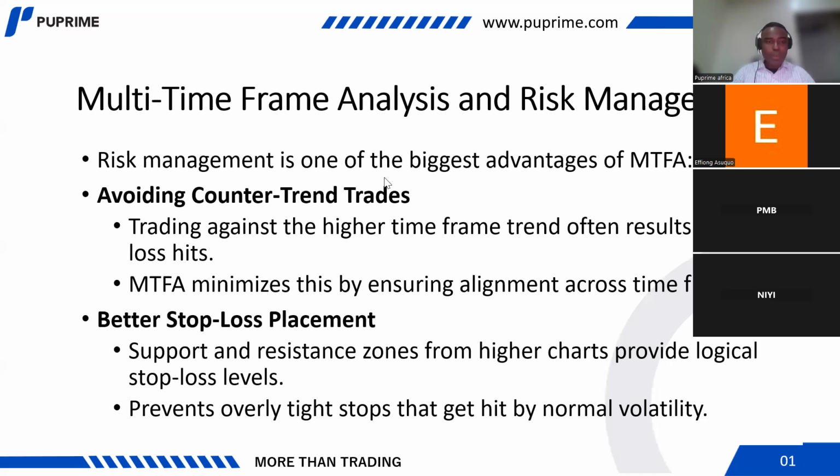Number two, for multi-time frame analysis and risk management is better stop loss placement. Support and resistance zones from higher charts provide logical stop loss levels, and prevent overly tight stops that get hit by normal volatility. So in terms of risk management, multi-time frame analysis also helps us to know the best position to put our stop loss, while in many instances you can even utilize support and resistance zones.